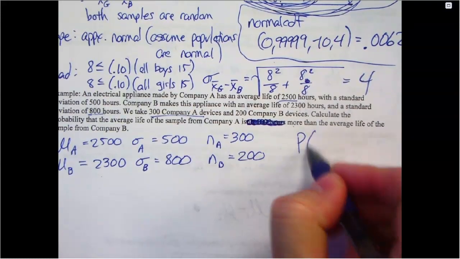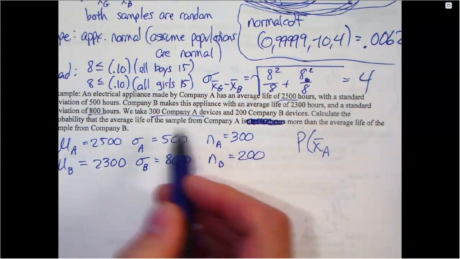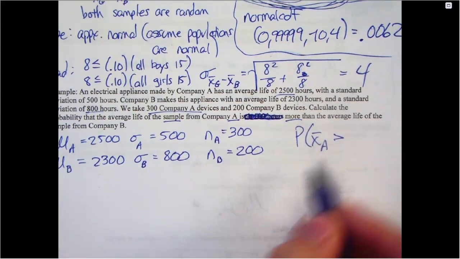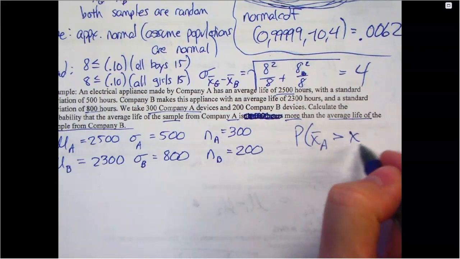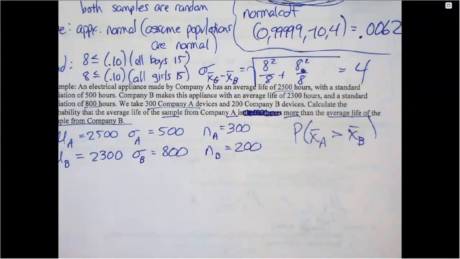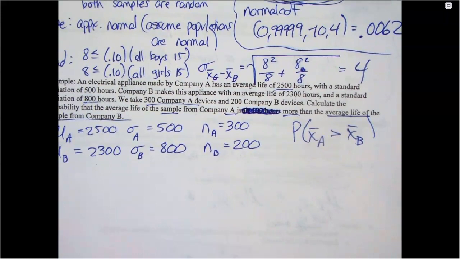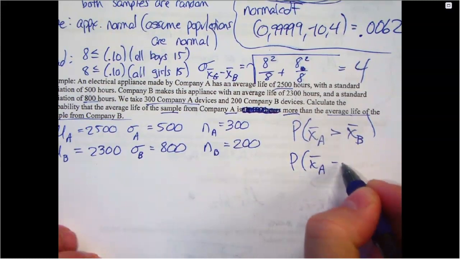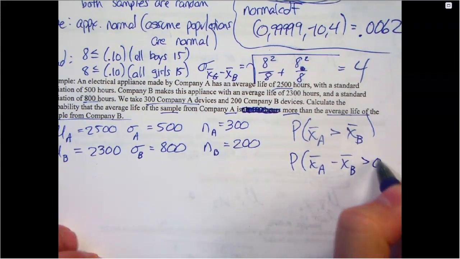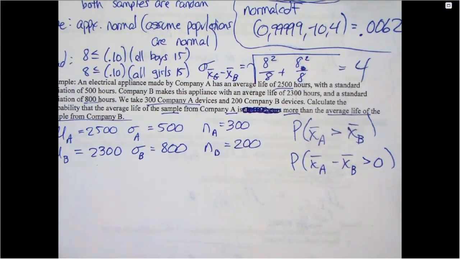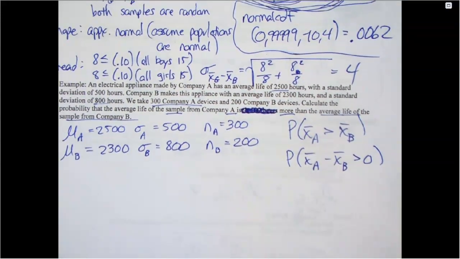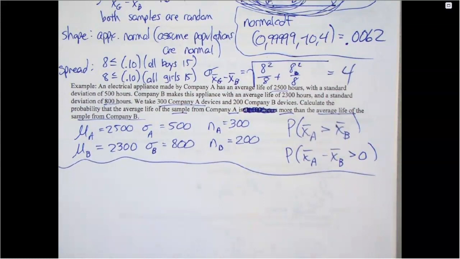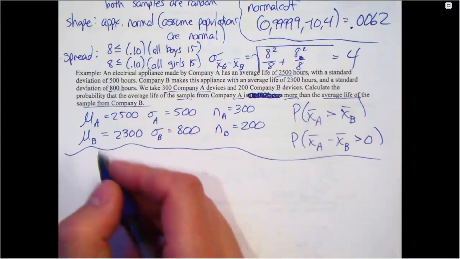So we want to know the probability that X bar A, the sample of A, is greater than the average of the sample of B, X bar B. But I don't think about it that way. I think about the difference. So like she said, I want to subtract them, and I want X bar A minus X bar B to be greater than 0. Questions on that? That's just the setup. Okay, so now I need the center, shape, and spread.